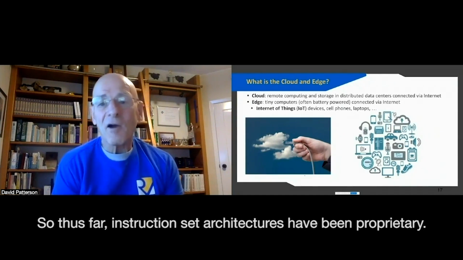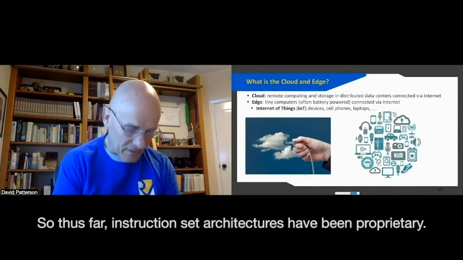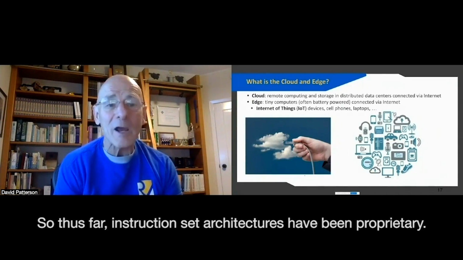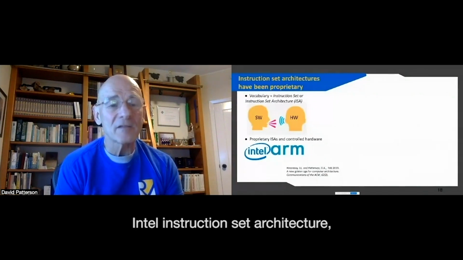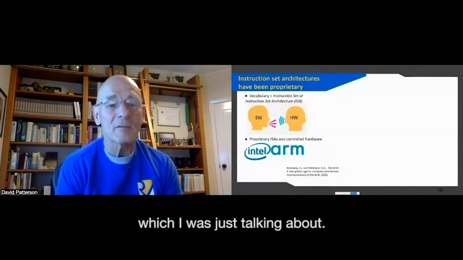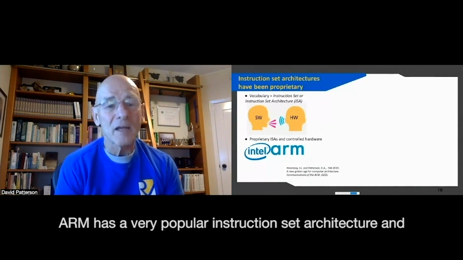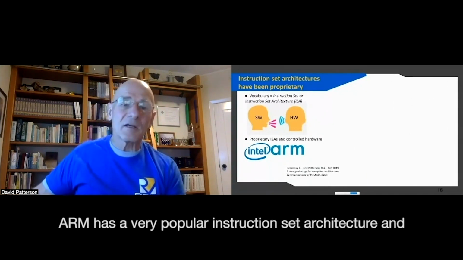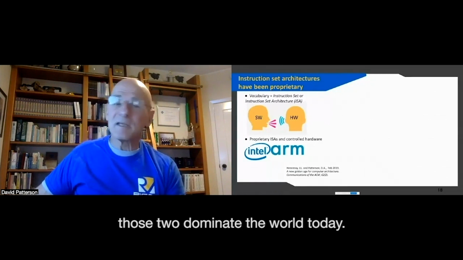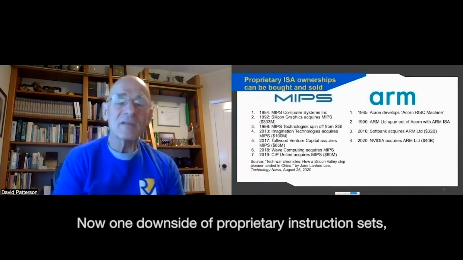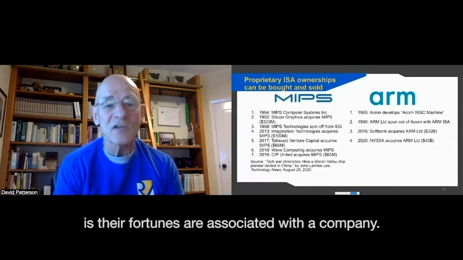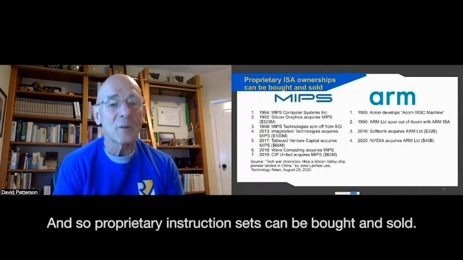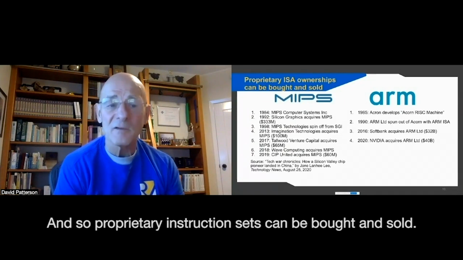So thus far, instruction set architectures have been proprietary. Somebody owned them. The two most popular ones are the Intel instruction set architecture, which I was just talking about, and ARM. ARM has a very popular instruction set architecture, and those two dominate the world today. Now, one downside of proprietary instruction sets is that their fortunes are associated with a company, and so proprietary instruction sets can be bought and sold.